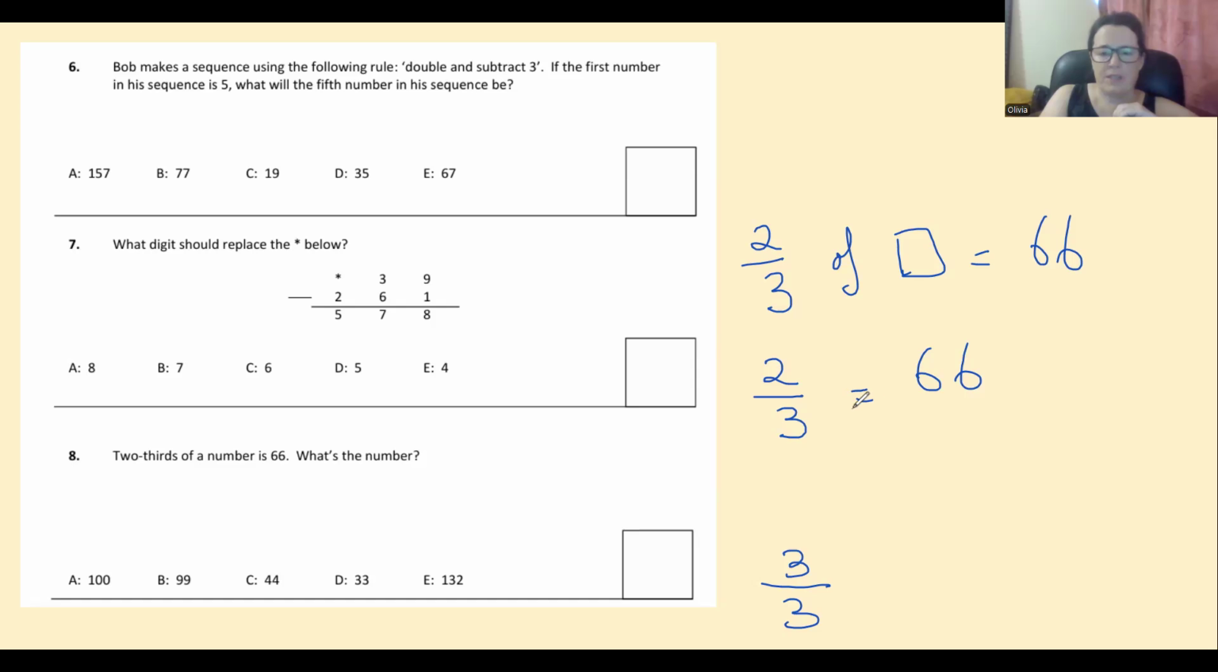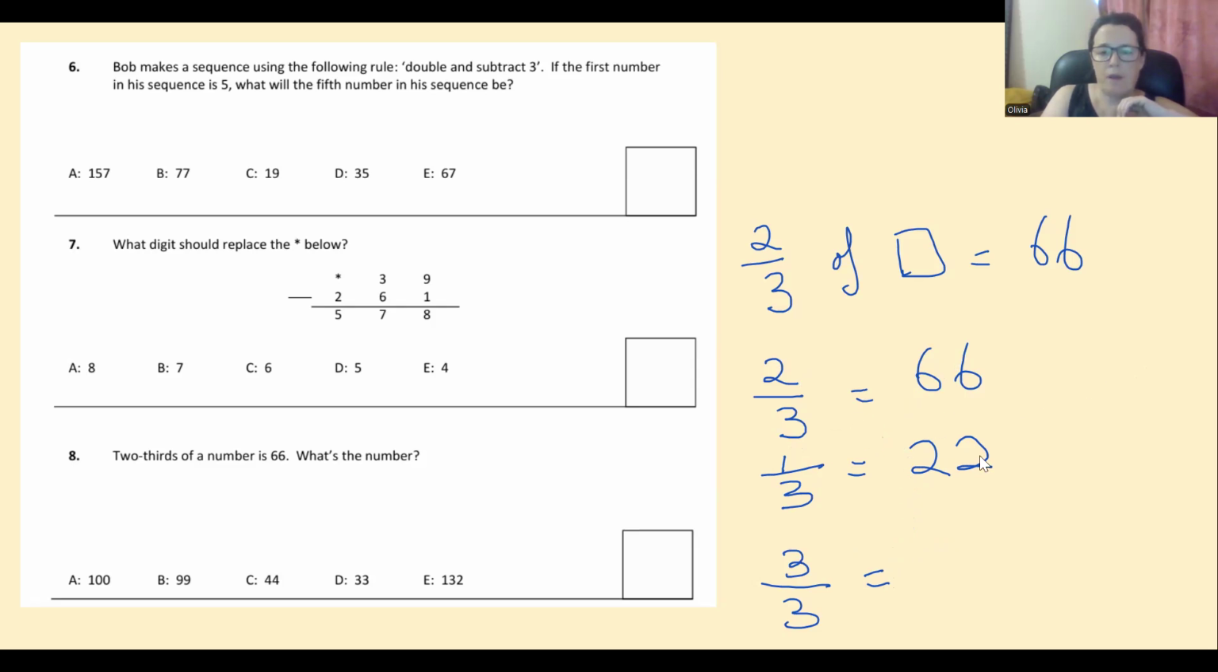But if 2/3 is 66, what's a 1/3? 1/3 would be 66 divided by 2, which is 22. What's 3/3? My full number. To multiply 22 by 3. Hold on, go back, go back, go back.